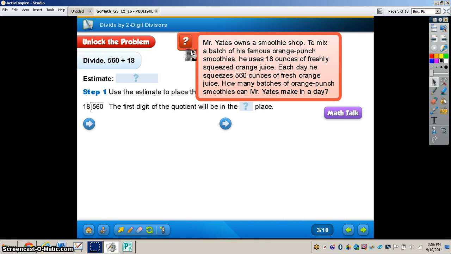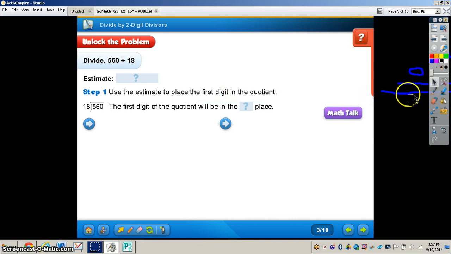Now, the first thing we need to do, whenever we're trying to solve a problem-solving type problem or a word problem, is underline the sentence that tells you what we're trying to find. So we can underline this. I want you to do this right in your Go Math book as well. How many batches of orange punch smoothies can Mr. Yates make in a day? That's what we are trying to find. And also we're going to circle the numbers that we're going to use: 18 ounces of freshly squeezed orange juice and 560 ounces of fresh orange juice as well. So now you can see we have the division problem of 560 divided by 18.